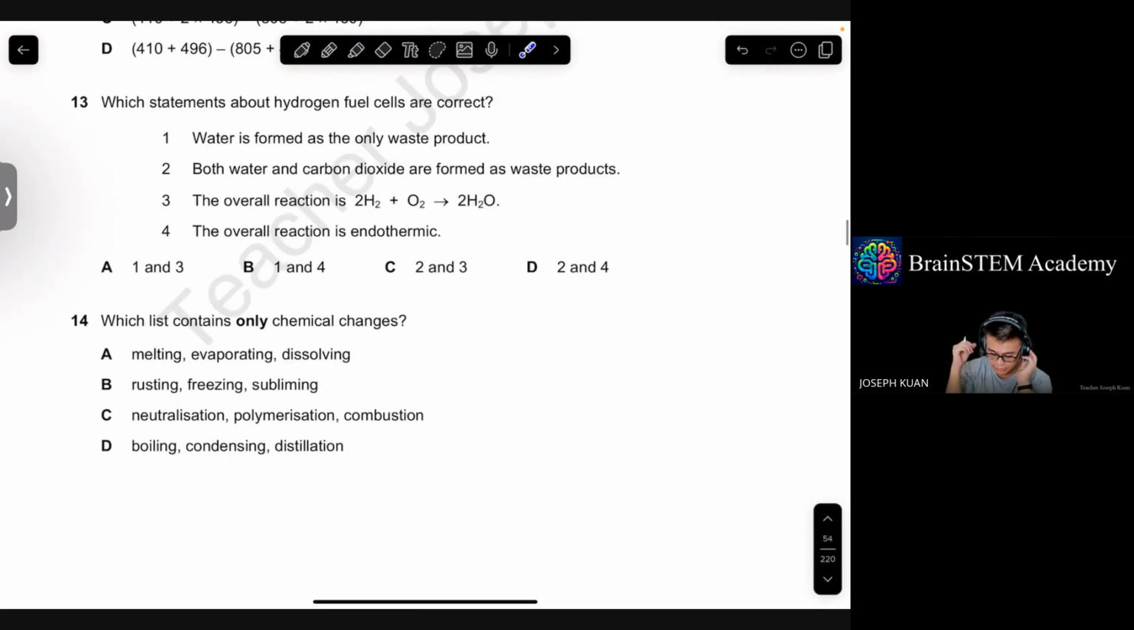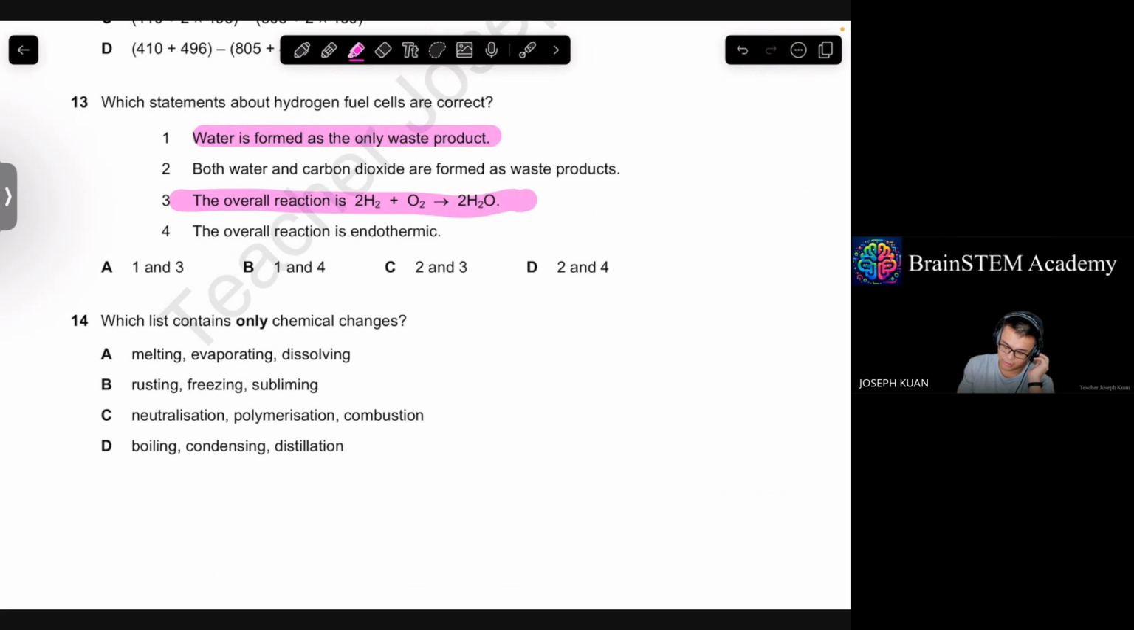Now, question 13, which statements about hydrogen fuel cells are correct? So we like this because it's clean, water is formed as the only waste product, and the equation is this one. Hydrogen and oxygen react together to form water. So answer is A. For 2, it will be more relevant to most fuels, I would say organic fuels, complete combustion. Whereas for 4, no, it's not endothermic, it's exothermic. It releases energy to you.